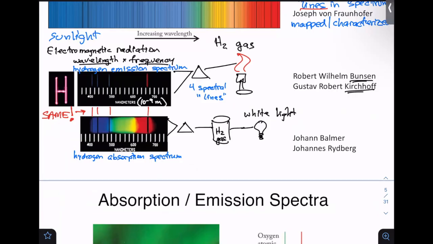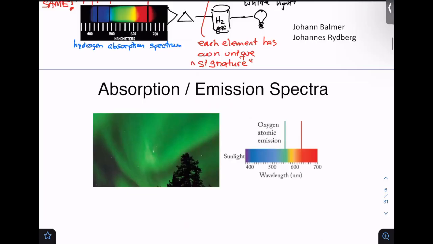If we did this experiment with oxygen, we'd see the same thing, but the spectral lines from oxygen are different. Each element has its own unique signature of spectral lines. Here on the next slide, you can see this is what it is for oxygen.